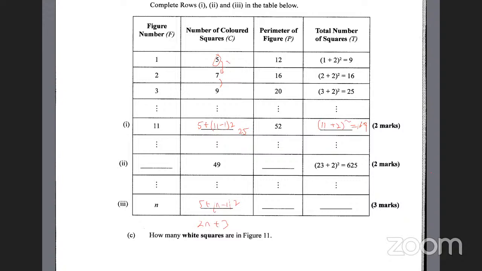Right? Next one is the perimeter. So it's 12 for what? They're all increasing by 4. So the first value is 12. Then you have n minus 1 by 4, right?